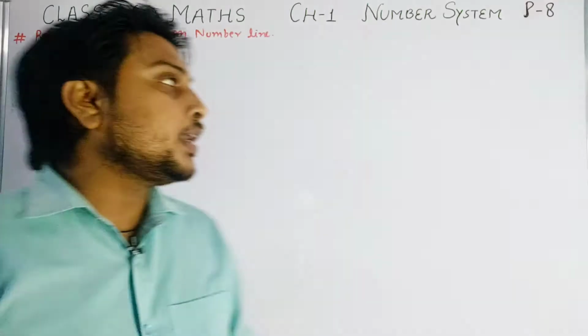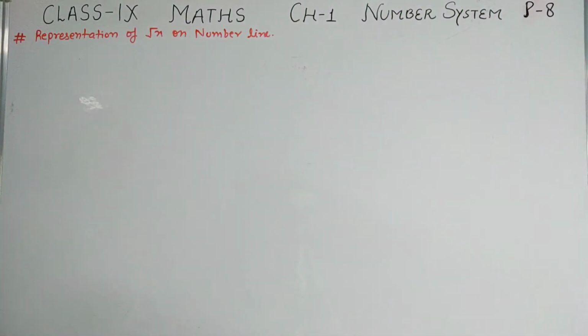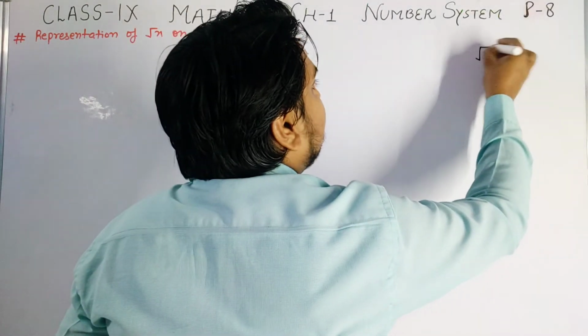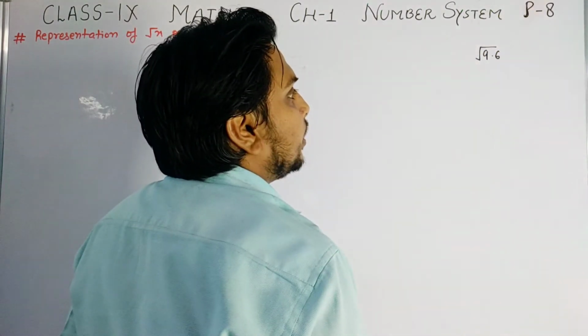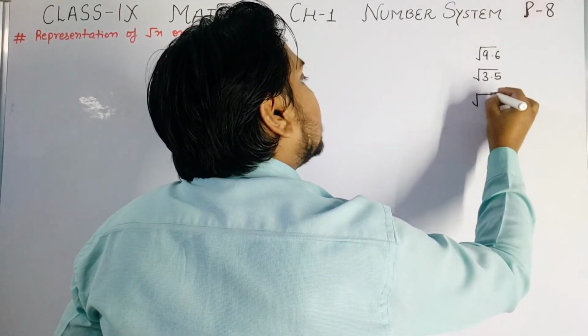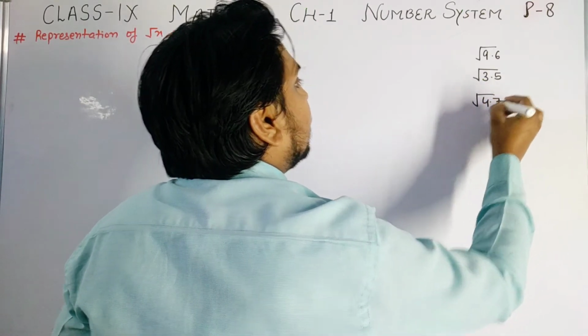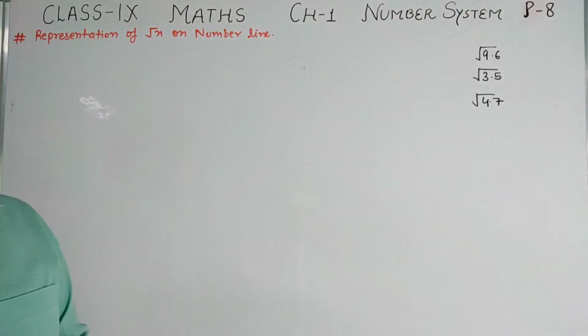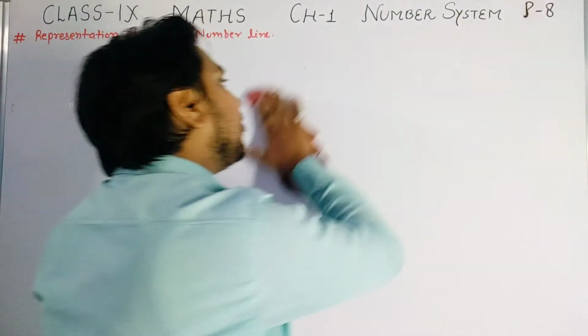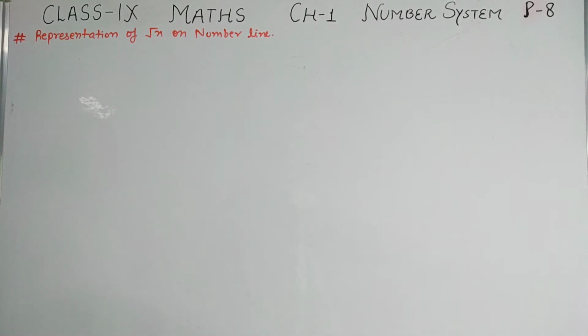Now students, we will see another type of question related to showing a number on the number line. Means if the number is like that: represent under root 9.6 on number line, represent under root 3.5 on number line, represent under root 4.7 on number line. So how will we represent this type of number on the number line? Okay, for this, students, one special type of method we will learn here. So what is that method?